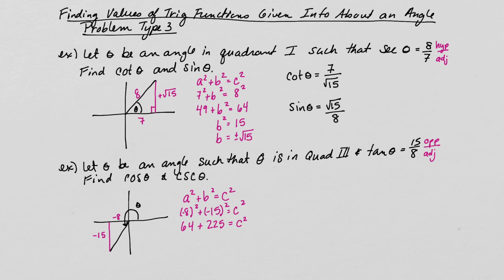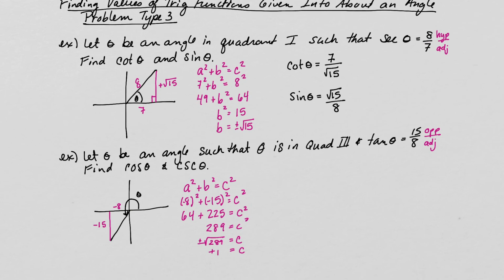So if I add those two together, I get 289 is equal to c squared. And then I just want to take the square root of that. So we're going to have plus or minus the square root of 289. And 289 is actually a perfect square, so it's plus or minus 17. And so it's the hypotenuse. Remember, the hypotenuse is always positive, so it's going to be a positive 17.